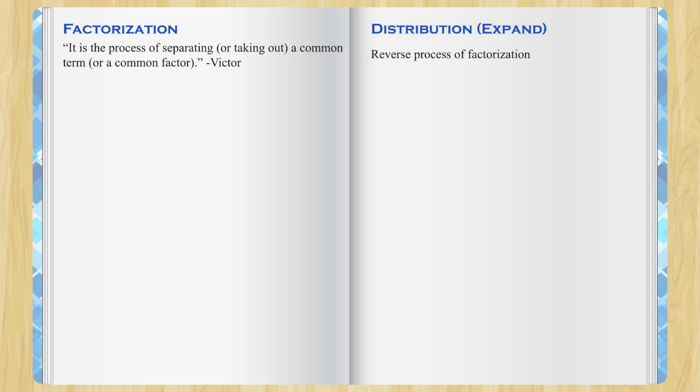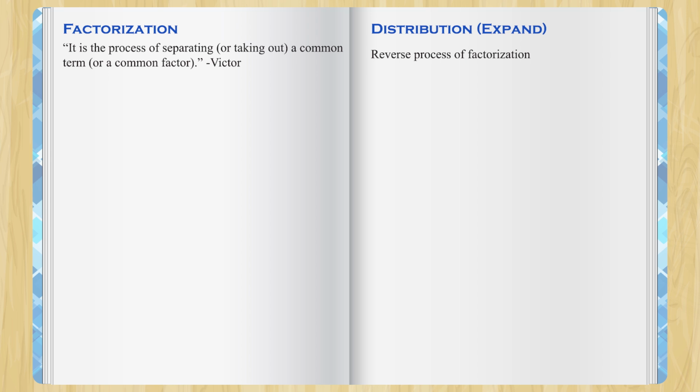It is a process of separating or taking out a common term or a common factor. That might look like a definition, but it is just a measly sentence written by yours truly, so please don't go memorizing it. I personally believe that in order to fully understand the meaning of factorization, one should simultaneously look at its opposite process as well. This opposite process is called distribution, also referred to as expansion or expanding.